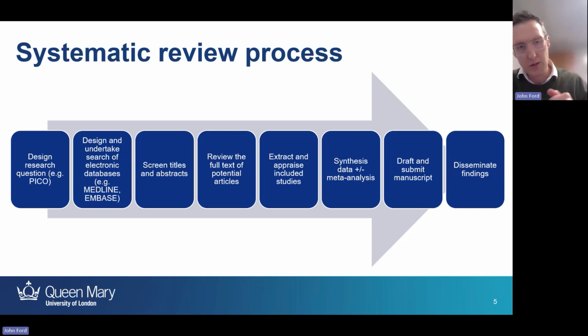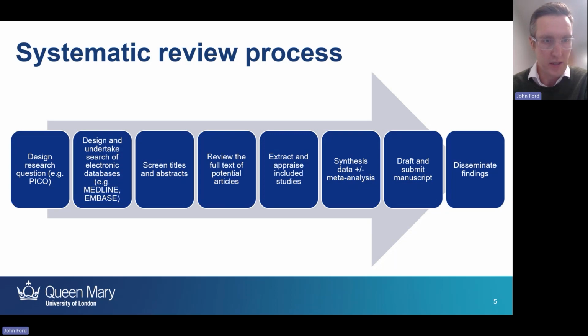We extract what we want out of those included studies. Then there's a process of synthesizing the data, and if we do statistical pooling of results, we do a meta-analysis. We then write that up, submit it to a journal, forget about it for a few months, then deal with peer review comments, and finally publish it and disseminate it. So this is the traditional way of doing systematic reviews. It's been like this for decades.